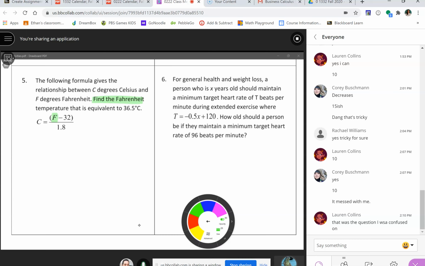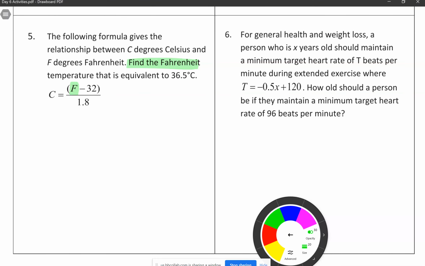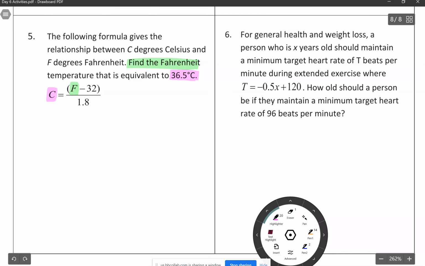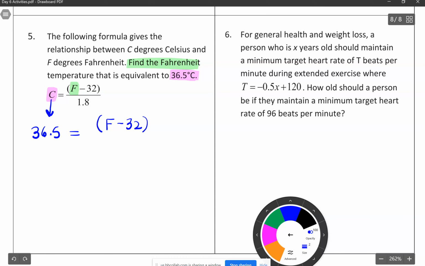Yeah, this question is really confusing. But I think I saw something very similar on the review. So I was like, ooh, they like this one. Okay, so we're being asked to find F that's equivalent to this Celsius temperature. So we know the Celsius temperature. So when I rewrite the equation, I plug in 36.5, but my variable is still trapped within a fraction that has a decimal, right? So it's a lot of stuff happening.